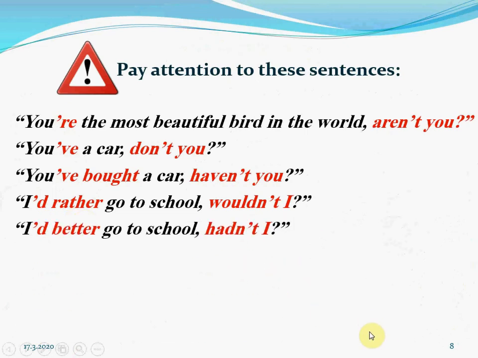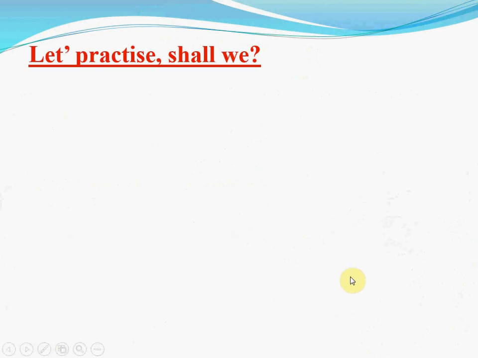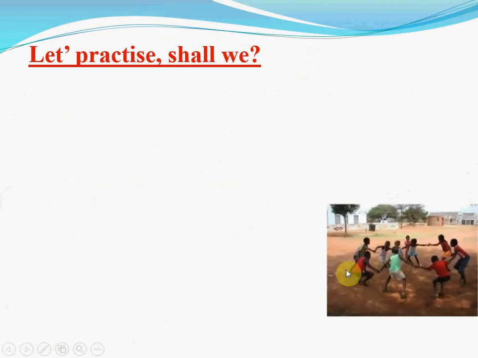The other example, I'd better go to school. So it's I'd better, here it's had, hadn't I. Then he's tired, isn't he? He has been tired, hasn't he? Okay, so take care of this and pay attention to these sentences because they are important and tricky at the same time. Then let's practice, shall we?